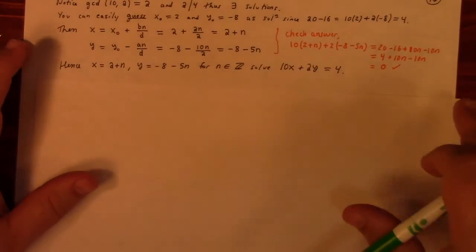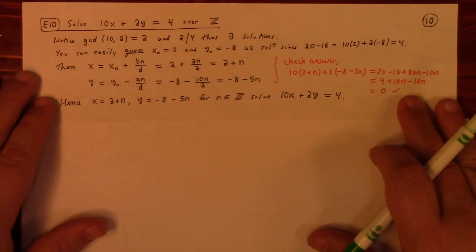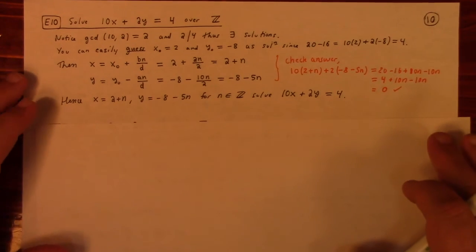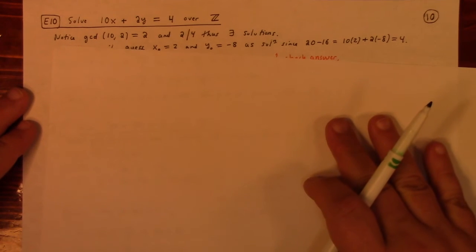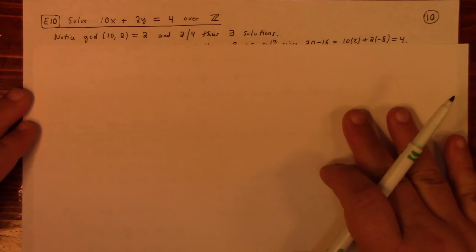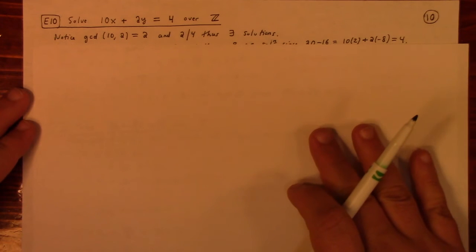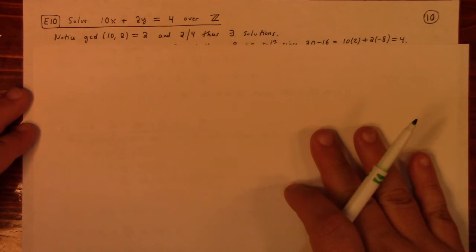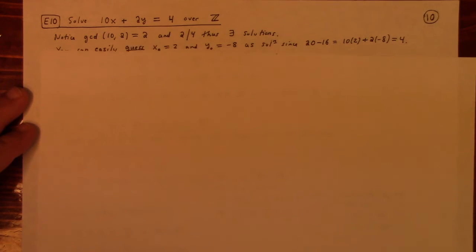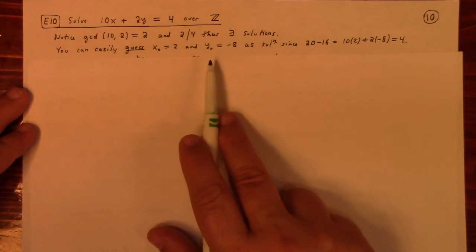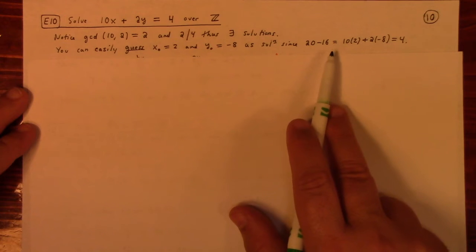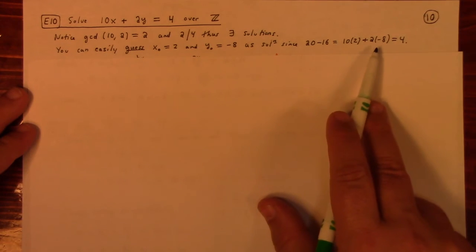So solve 10x plus 2y equals 4 over the integers. All right. So the GCD of 10 and 2 is 2. 2 divides 4, so there exist solutions. In fact, you can easily guess the solution of 2 and minus 8 here, right? Because 20 minus 16 is 10 times 2 minus 2 times 8, which is 4.